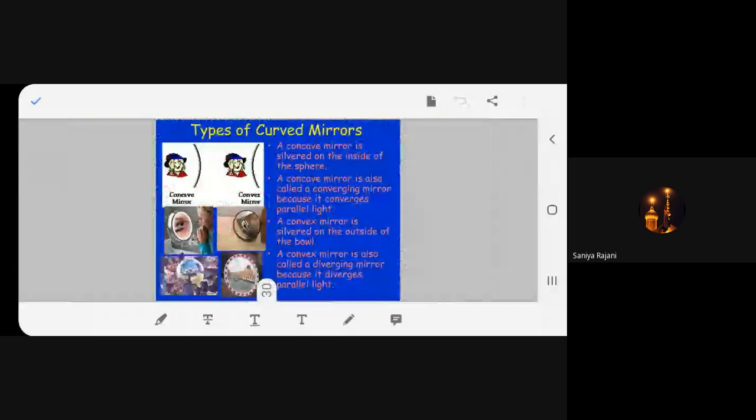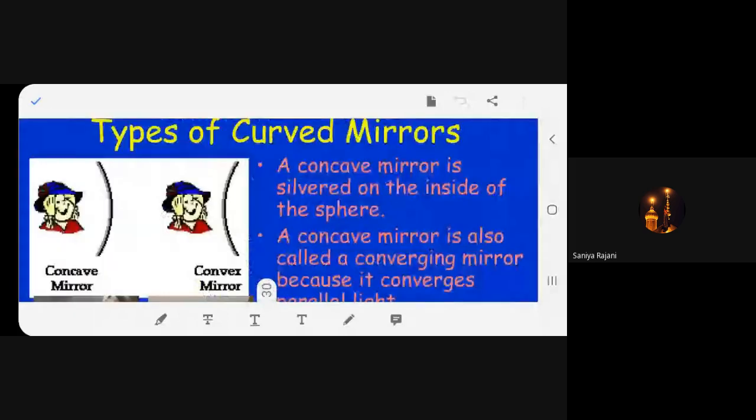Now we will see the types of curved mirrors one by one. Let's start with the concave mirror. A concave mirror is silvered on... time is up, beta.